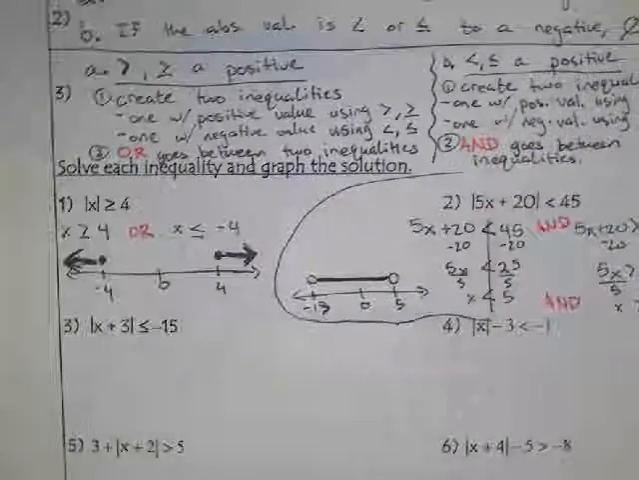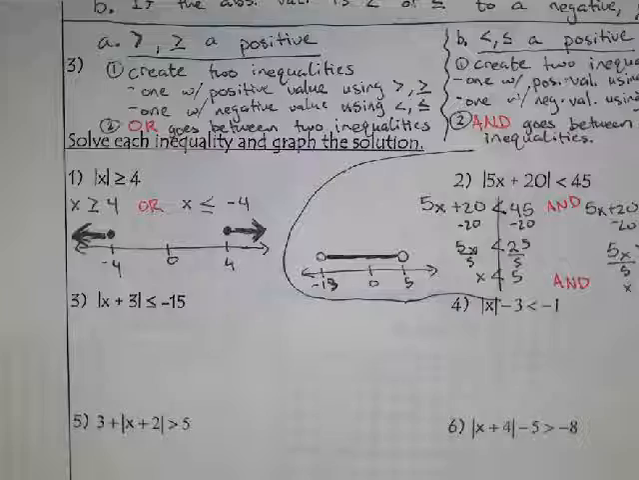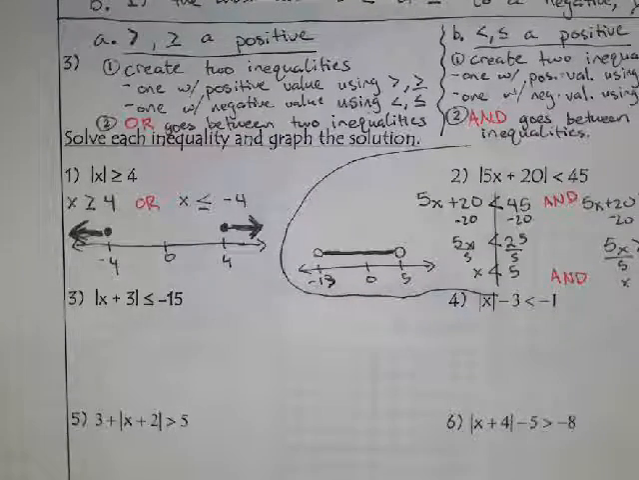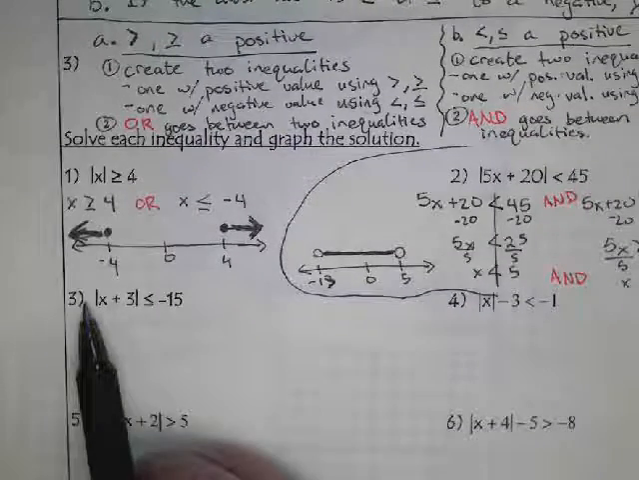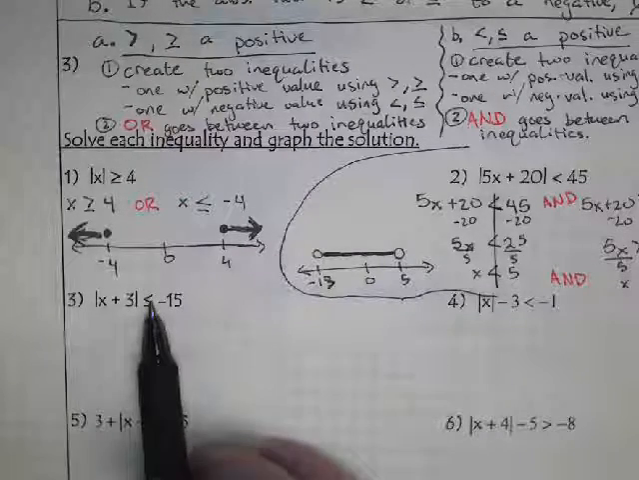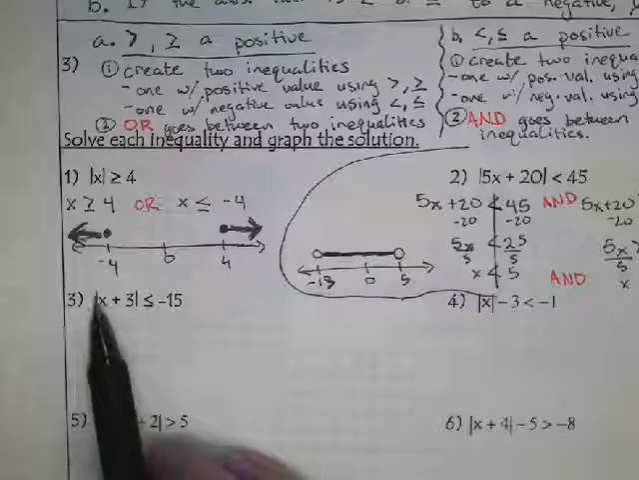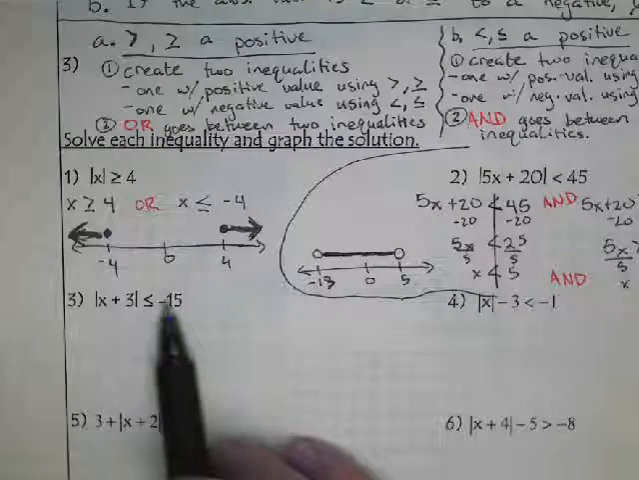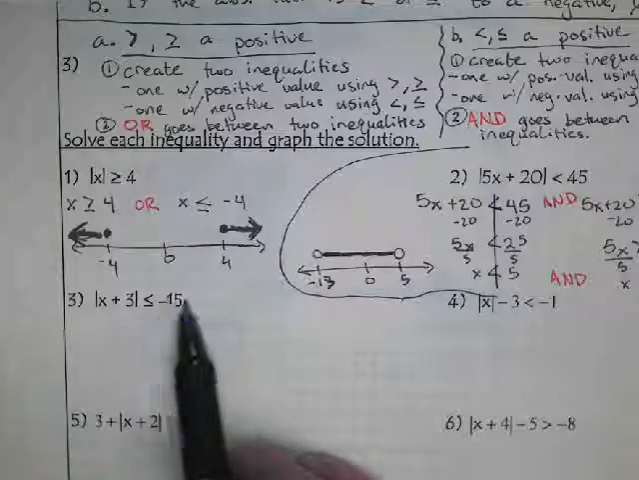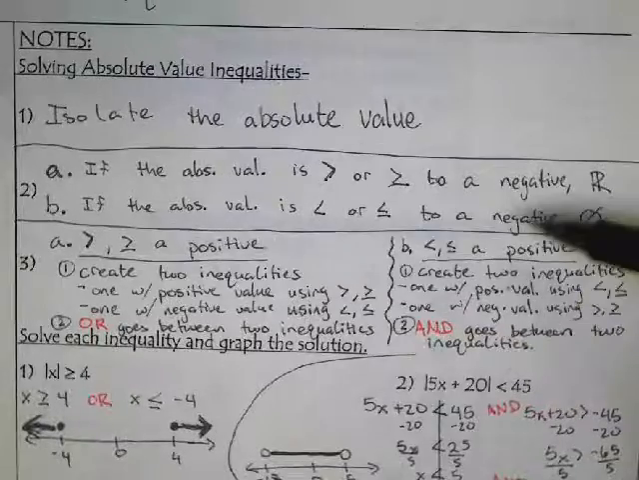Okay, number 3. We'll just do 2 more. I'll do 2 more with you, and then I'll have you do 5 and 6 on your own. So number 3, when we're looking at this, this one's really straightforward because I have less than or equal to a negative value. So as soon as our absolute value is isolated, we have no numbers on the outside, and we see a negative value on the other side of our inequality, we don't have to do any math.